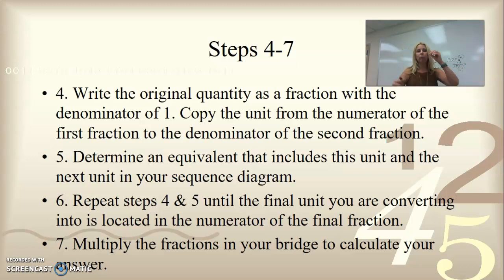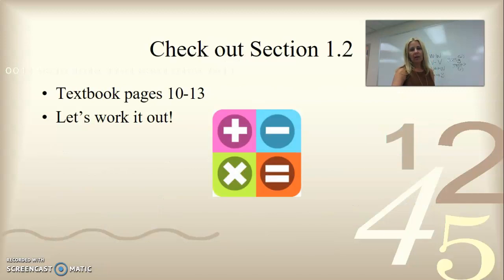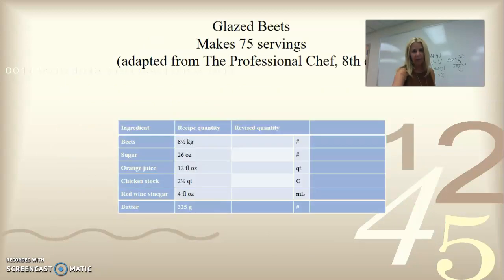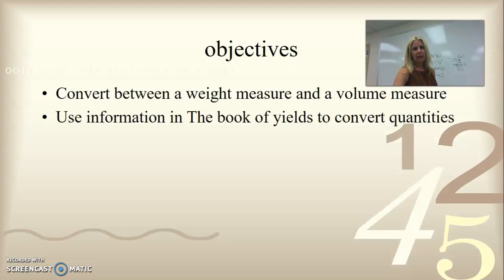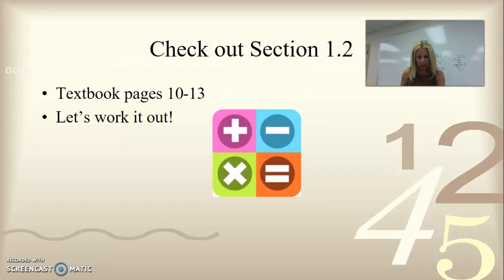Number 6, we're going to just keep repeating steps 4 and 5 until we find out that the unit we want to convert to shows up in the numerator of the final fraction. And then number 7, we're going to multiply all across the top, multiply across the bottom, and simplify to get our answer. So let's head to our workbook and let's practice some of these together. So let's start. I'm going to skip this because you're going to do a worksheet on this in class. Let's start with page number 10. Let's do a couple of these from number 10 on the board here so that you can practice these on your own.